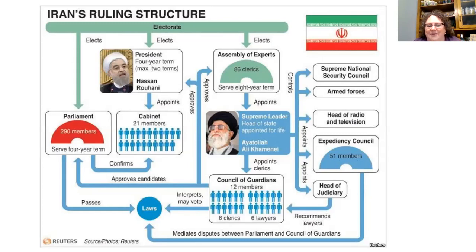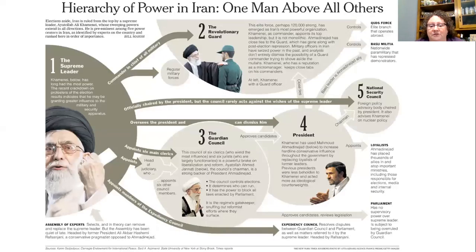There is a cabinet. They do have to be confirmed by Parliament, by the Majlis, but they are appointed by the president. Okay, and the Guardian Council not only vets the candidates for president, they also vet the candidates for Parliament. I have another one if this works better.